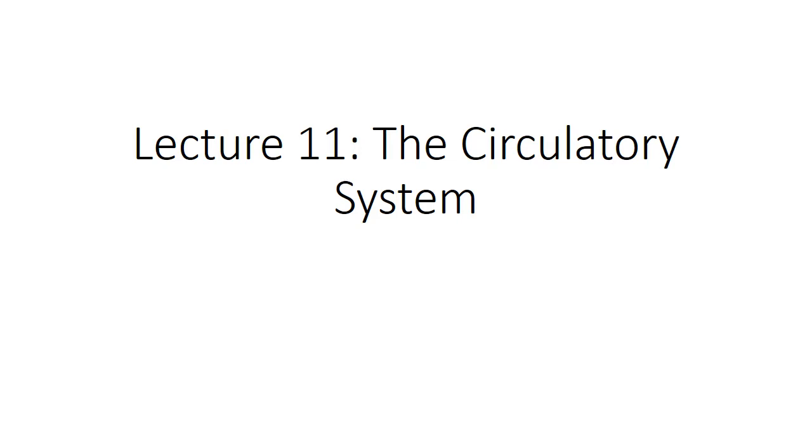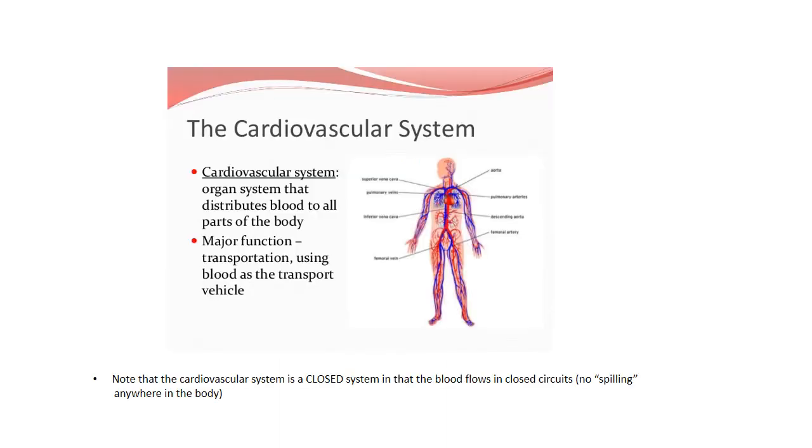This lecture will be about the circulatory system. What is the circulatory system or cardiovascular system? That's the same thing, synonyms. It's an organ system. You learned about organ systems already, right? It's an organ system that distributes blood to all parts of the body.